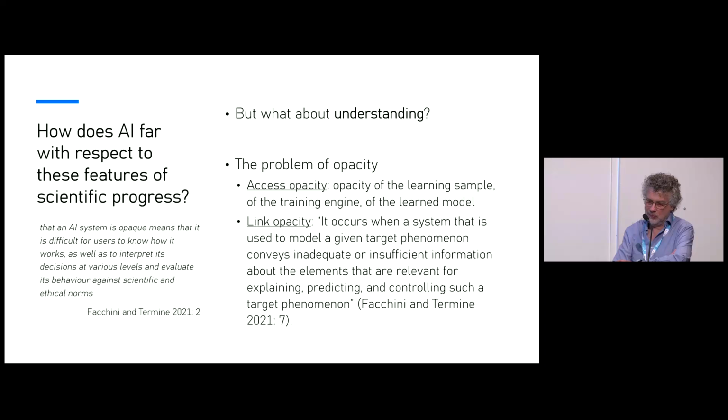There's also link opacity. This occurs when a system, according to Facchini and Termine, that is used to model a given target phenomenon conveys inadequate or insufficient information about the elements that are relevant for explaining, predicting, and controlling such a target phenomenon. Now, the problem of opacity is quite a problem in the sense that without knowing how and for what reasons AI produces the result it does, we cannot really say that it can contribute to our better understanding of the phenomena, because in a sense it just spits out results that we can then use in order to discover and predict new stuff. But it doesn't really help us understand the underlying mechanism that explains the specific results it has given us.